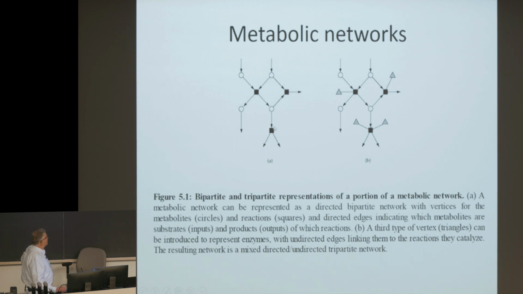a non-directed network. And also, you can make a tripartite network, because each reaction usually has an enzyme which works as a catalyst for this particular reaction. And so you see these triangles are a third kind of node, because in principle the same enzyme can help different reactions. So again, there could be many links from an enzyme to different reactions.